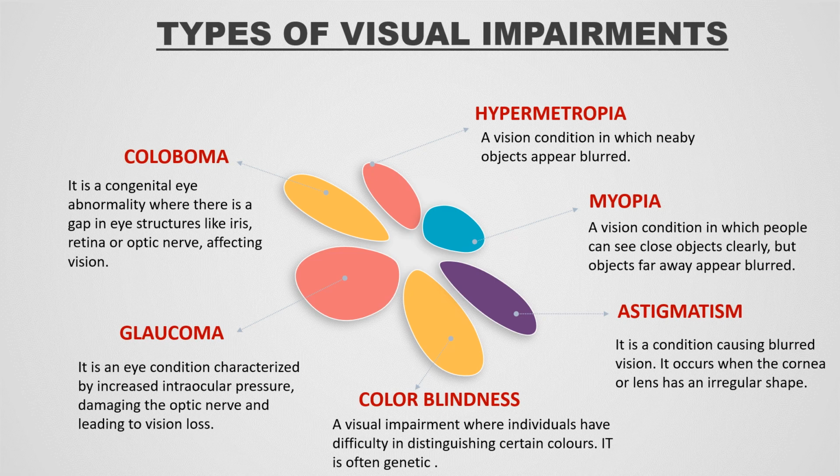Fifth one is glaucoma. It is a group of eye conditions that damage the optic nerve, often due to increased pressure in the eye. It can lead to vision loss if not treated. Sixth one is coloboma. It is a structural eye defect present at birth where part of the eye, such as the iris, retina, or optic nerve, is missing.